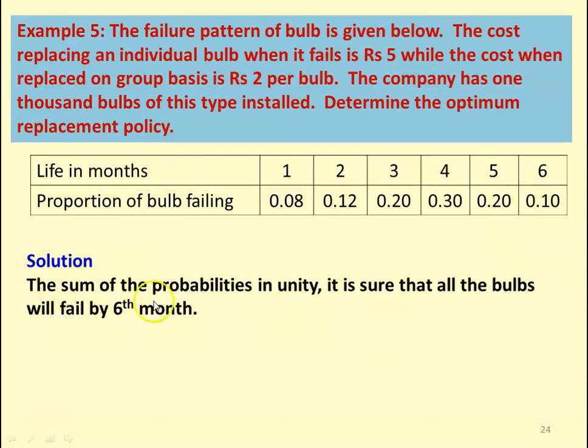Solution to the problem: the sum of probability is unity. So when you add the values 0.08, 0.12, 0.20, 0.30, 0.20 and 0.10, the sum is 1, unity. So it is sure that all the bulbs will fail by the 6th month. At the end of the 6th month, all the bulbs will fail.